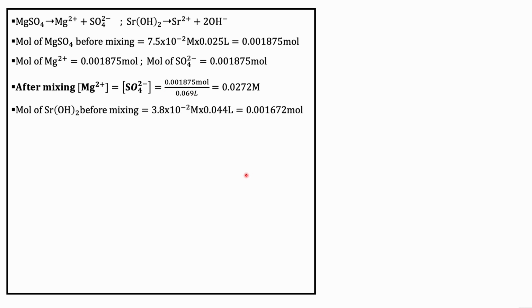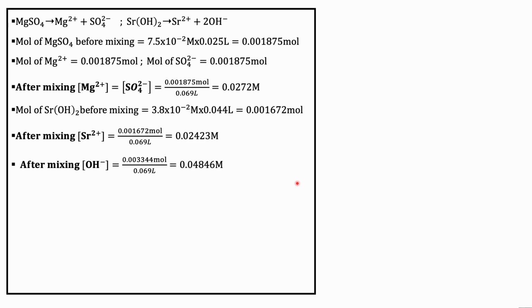Then we also determine the moles of strontium hydroxide. So it's also the same. After mixing, we get the concentration of the strontium, by dividing by the total volume, of course. So now we have the concentration of strontium after mixing. We have also the concentration of magnesium and sulfate after mixing. So we determine also the concentration of hydroxide after mixing. Also, we get this one.